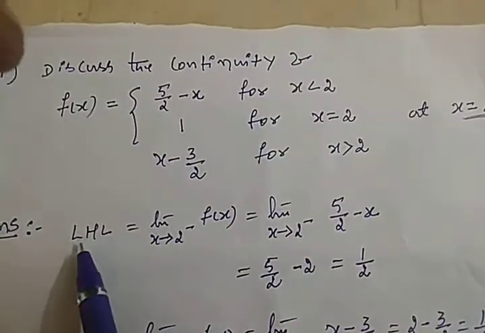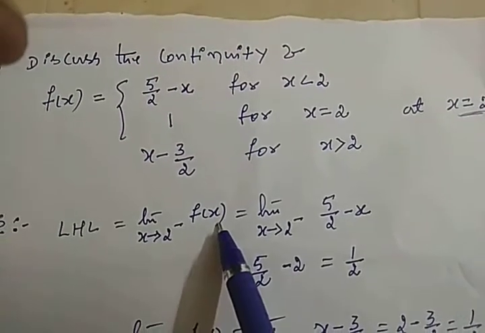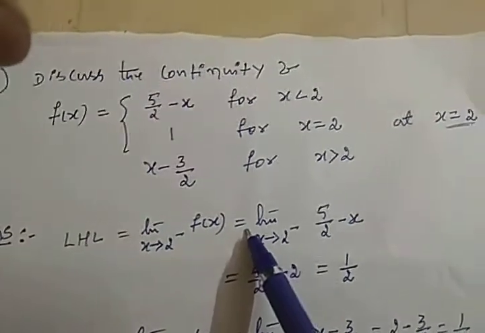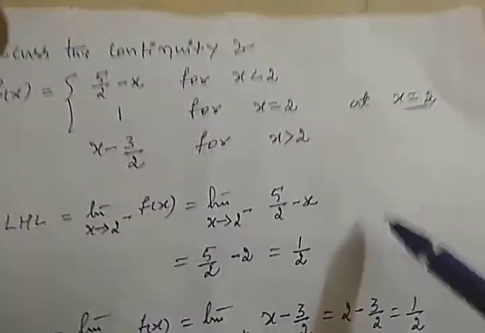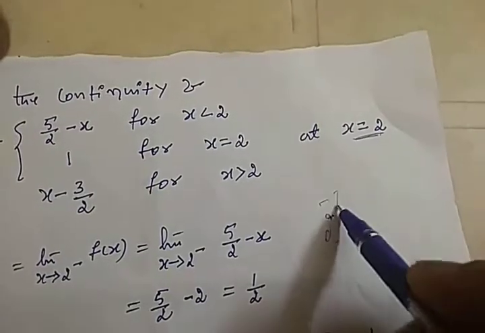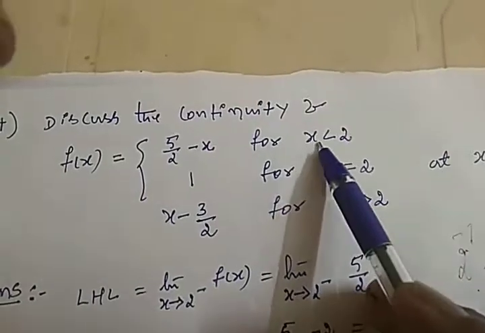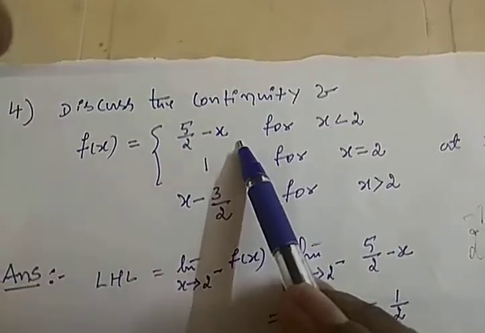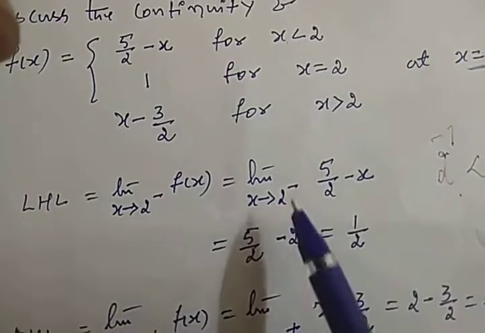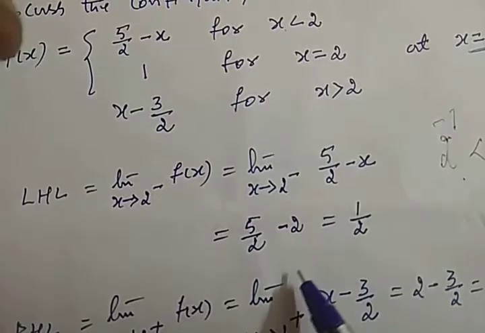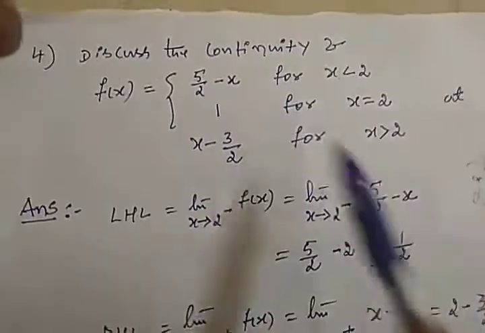let us consider the LHL, that is the left hand limit, which is equal to the limit as x tends to 2 minus of f(x). We have to identify which function is defined for the left hand limit. 2 minus is nothing but less than 2. For x less than 2, the function is defined as 5 by (2 minus x). Apply the limit as x tends to 2, replace x with 2, simplify, and you will get 1 by 2. This is the left hand limit of the given function.